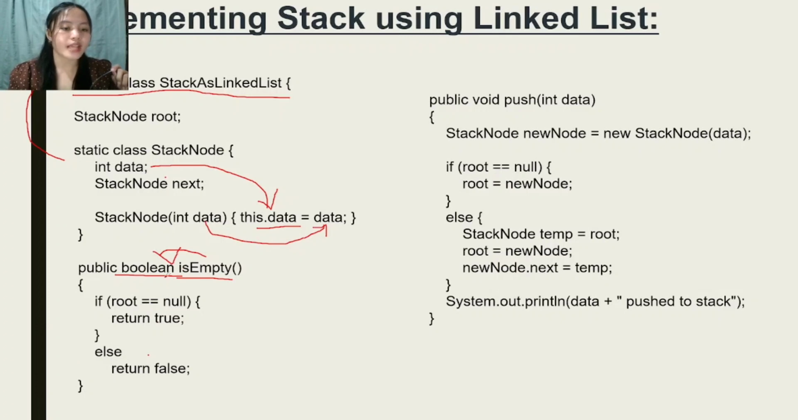So in our isEmpty method, first we have a condition: if root is equal to null, return true. That means if root is empty, return true, right? As I've said, isEmpty will return true if the stack is empty, or else return false.